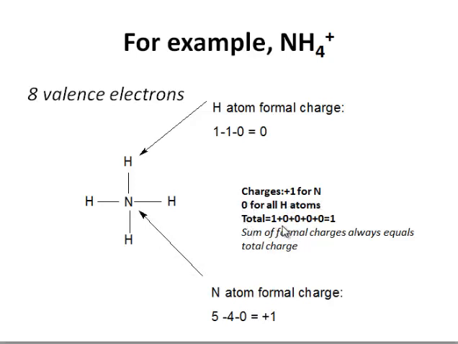The total of all the formal charges, 1 for the nitrogen, 0 for all the hydrogens, is 1 plus 0 plus 0 plus 0, or just 1. It's a rule or a fact that the sum of the formal charges for all the atoms in a molecule always equals the total charge. So the sum of all our charges gave a 1. Note the total charge of ammonium is 1.